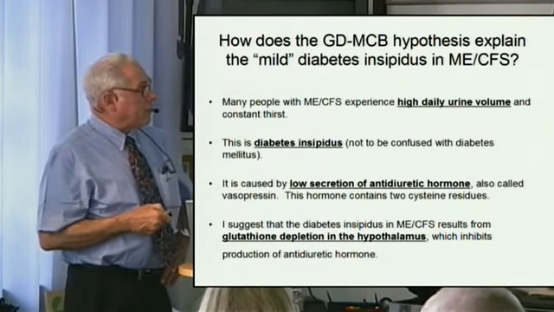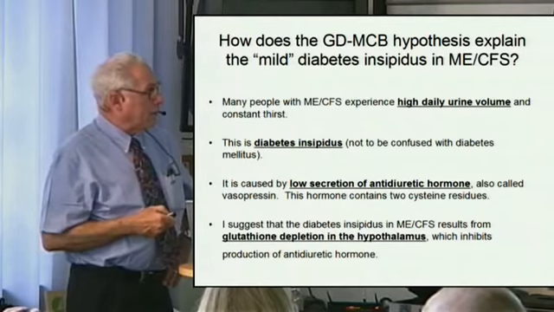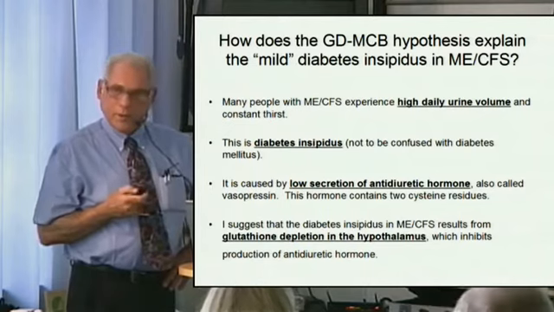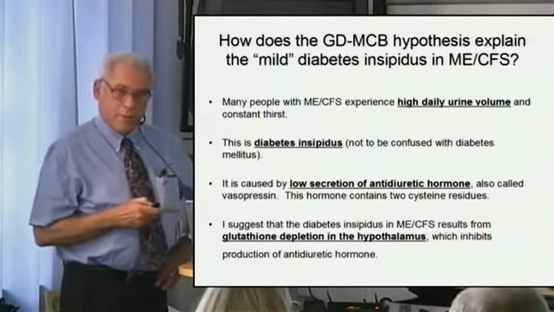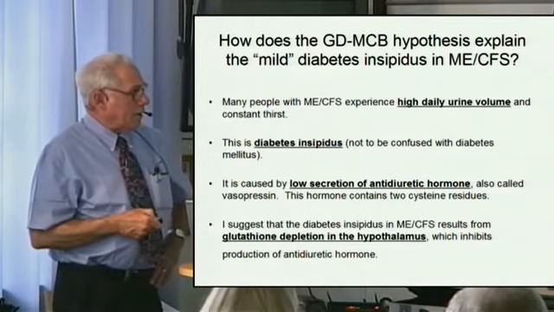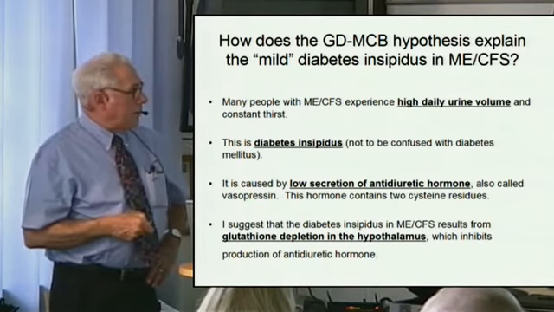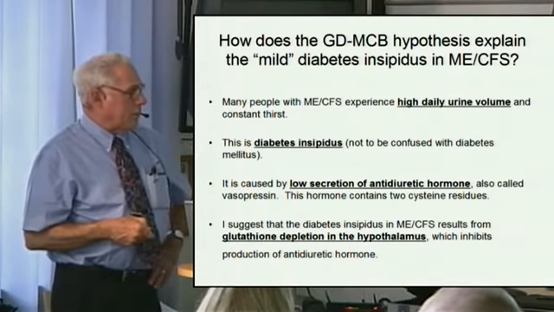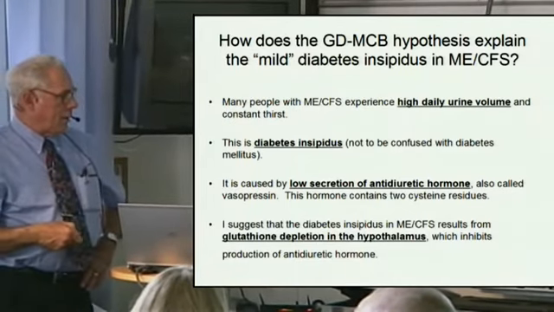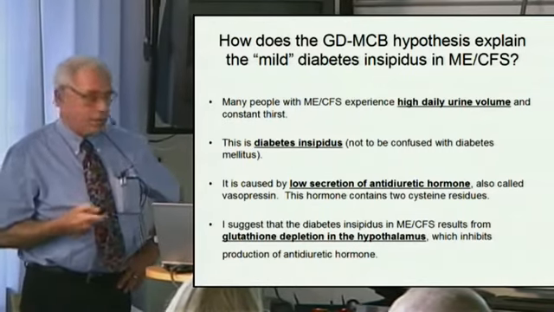Well, what about the so-called mild diabetes insipidus in ME/CFS? Now, you know, there are two kinds of diabetes. One is mellitus, which is the blood sugar, and this is the other one, diabetes insipidus. This one causes a high daily urine volume and constant thirst. It's caused by low secretion of antidiuretic hormone, also called vasopressin. And that hormone normally has 2 cysteine residues, so that's affected by glutathione depletion.